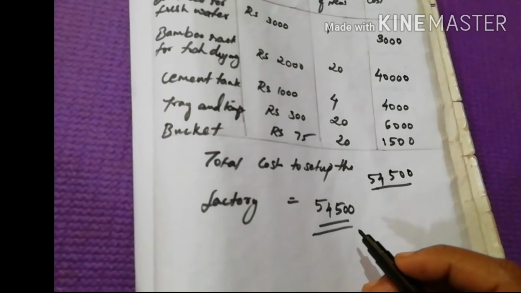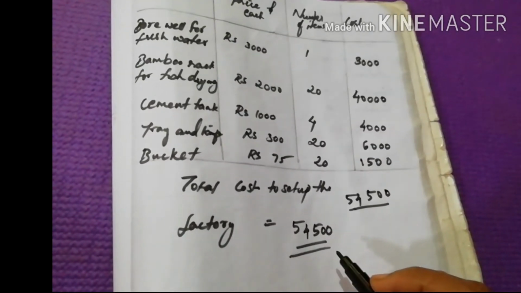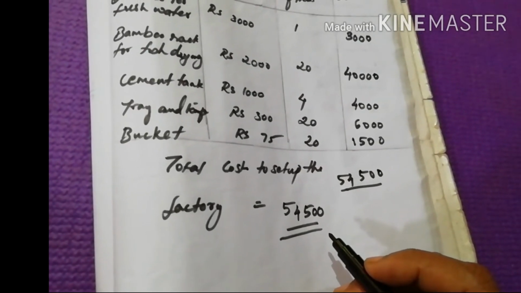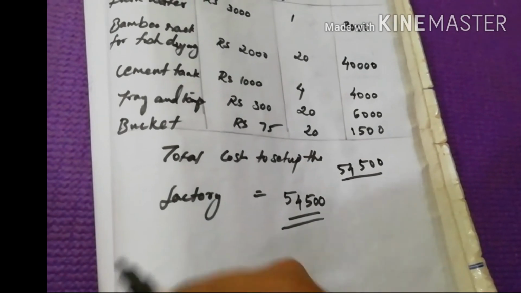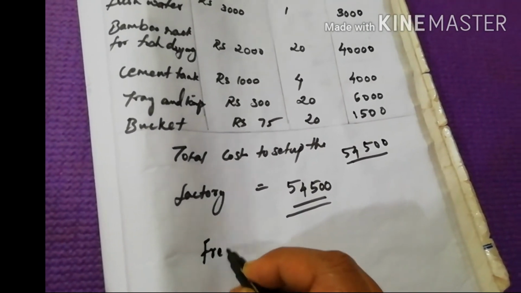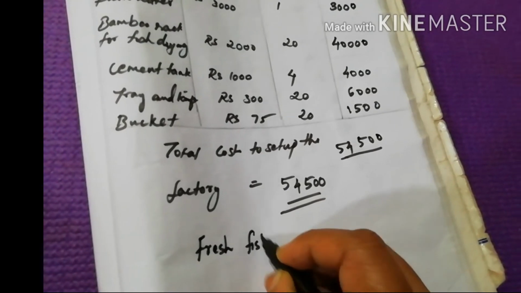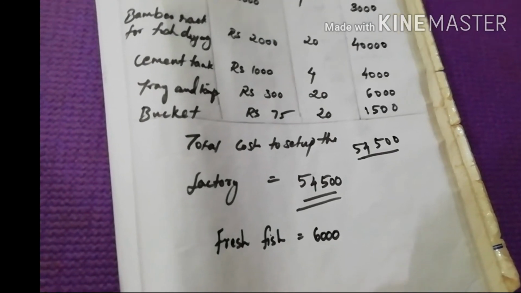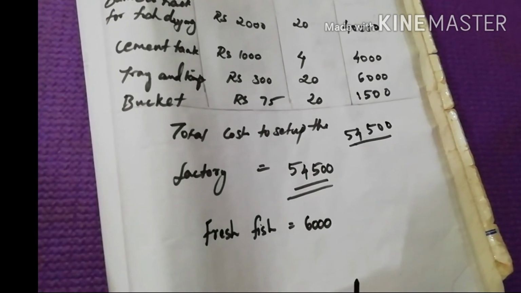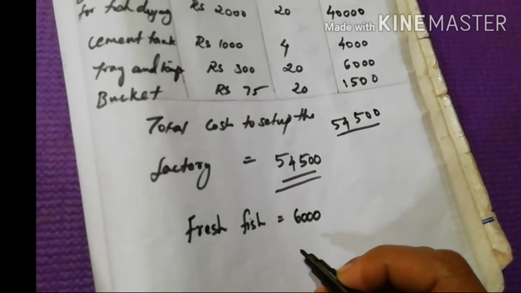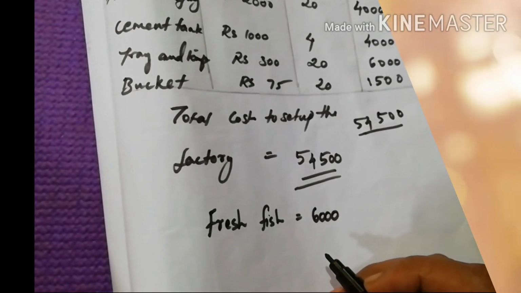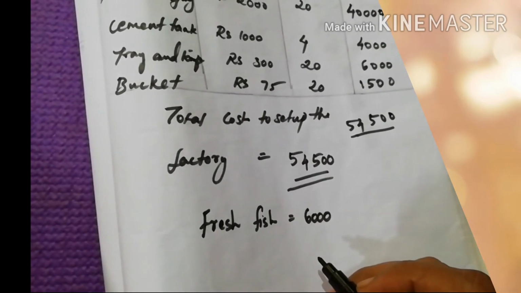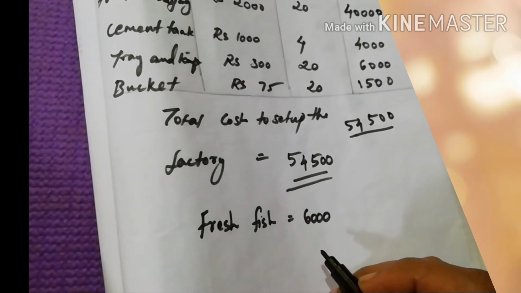When fresh water fish is dried, it becomes 1/3 its weight. In 1 month they plan to dry 6,000 kilogram of fresh fish. We have fresh fish of 6,000, and it is said that when it is dried, it becomes 1/3, and we need to find out how much dried fish will they get in 1 month.